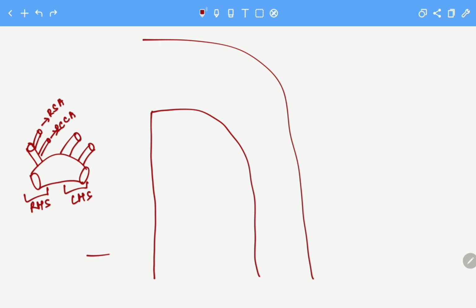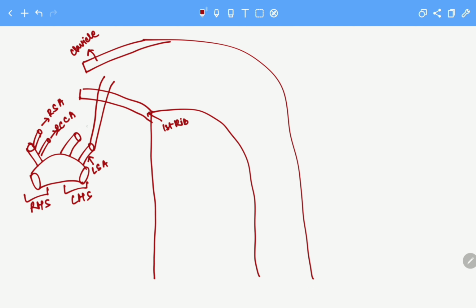Now we'll be focusing on the left side. Now this is our left subclavian artery. So let's draw our clavicle. This is our clavicle and this is our first rib. So our left subclavian artery is going above the first rib and it's below the clavicle. Once it passes the rib and the clavicle, it becomes the axillary artery.